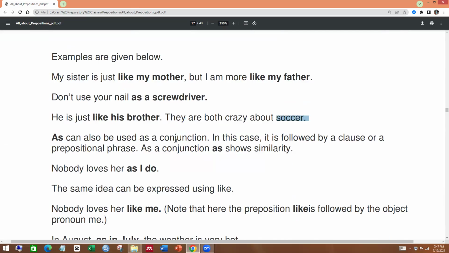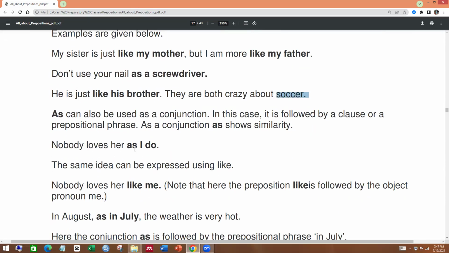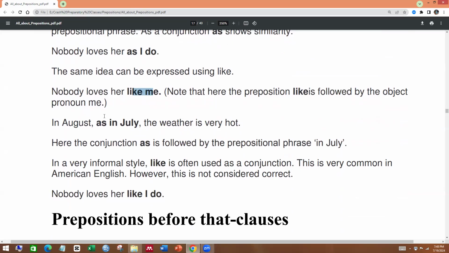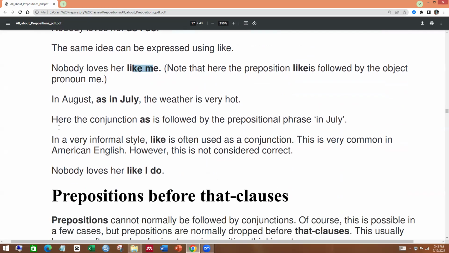As can also be used as a conjunction in the case it is followed by a clause or a prepositional phrase. As the conjunction shows similarity. Nobody loves her as I do. The same idea can be expressed using like. Nobody loves her like me. Note that here the preposition like is followed by the object pronoun me. In August as in July, the weather is very hot. Here the conjunction is followed by the prepositional phrase in July.